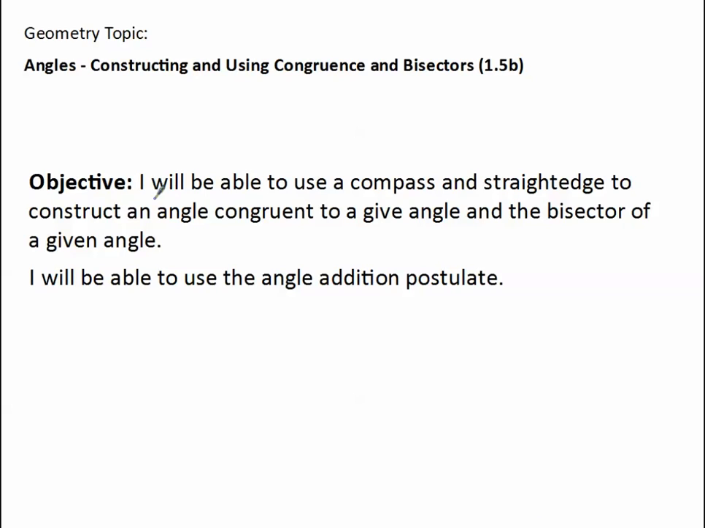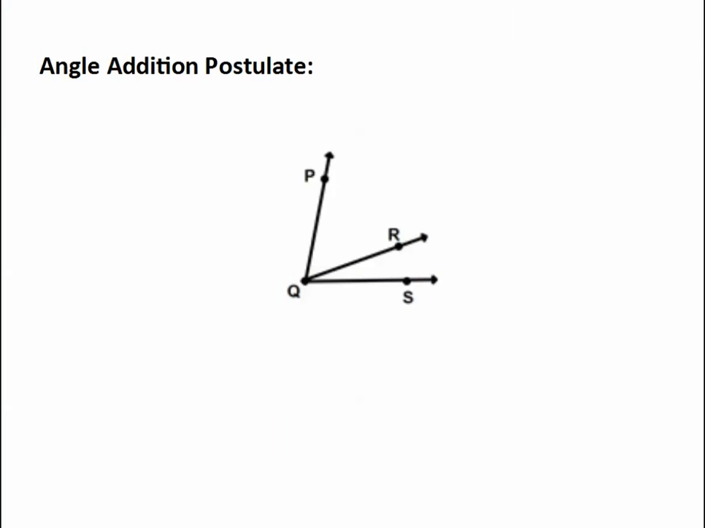Welcome back. Today we'll be able to use a compass and a straight edge to construct an angle congruent to a given angle and the bisector of a given angle. We'll also be able to use the angle addition postulate. Let's start with that angle addition postulate.